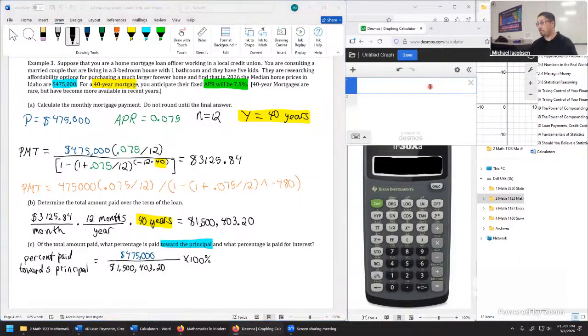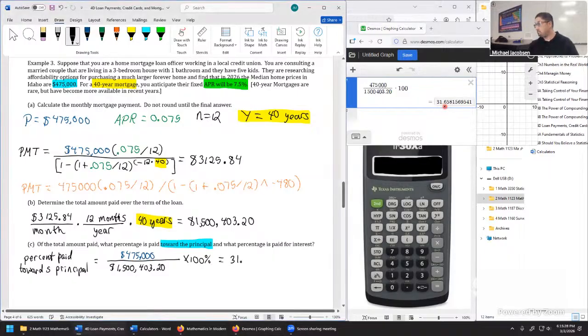So back in this calculator, 475,000 divided by 1,500,403.20 times 100. All the percents here in this section are rounded to just the nearest tenth of a percent point. So we'll call this 31.7%. So only 31.7% is paid towards principal, less than a third.